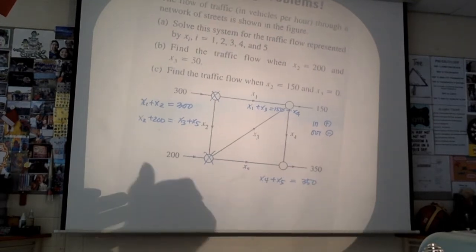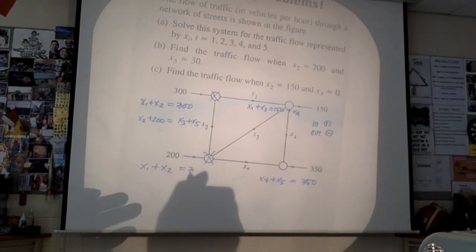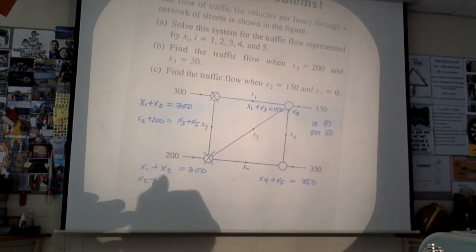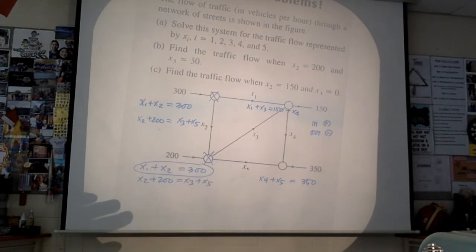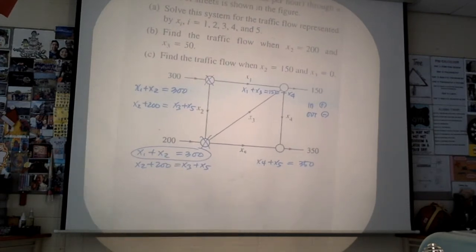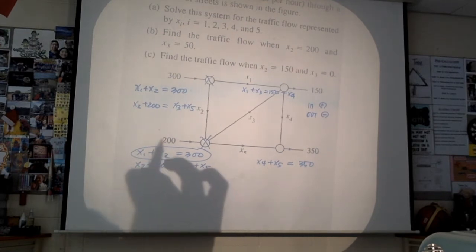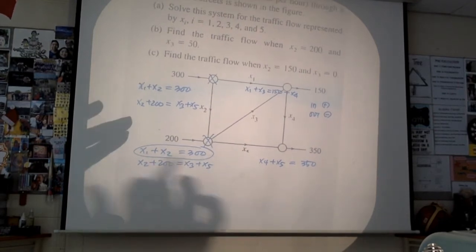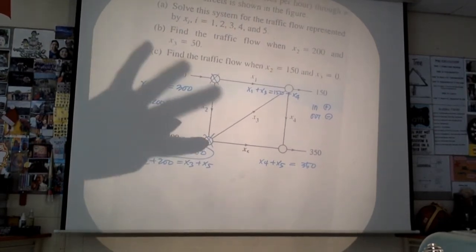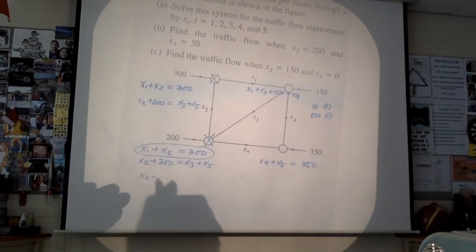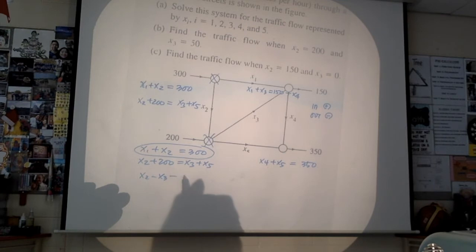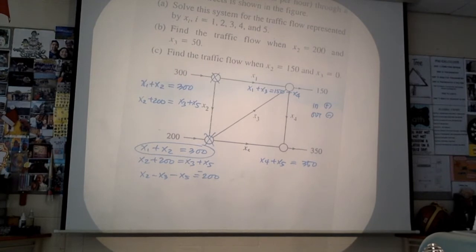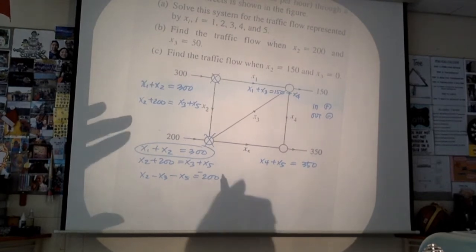So let's write these equations down. We have this one here, that's the first. The second one is x sub 2 plus 200 equals x3 plus x5. I'm going to circle this one because it's in the right form. Let's have all the variable terms with their coefficients on the left-hand side and all the constants on one side. We're going to rearrange the second equation that came from this node so it becomes x2 minus x3 minus x5 equals, I'm sorry, negative 200. Negative 200, all right. That's our second equation.